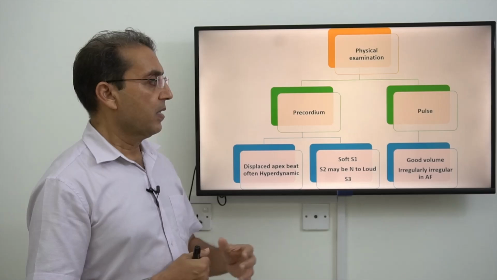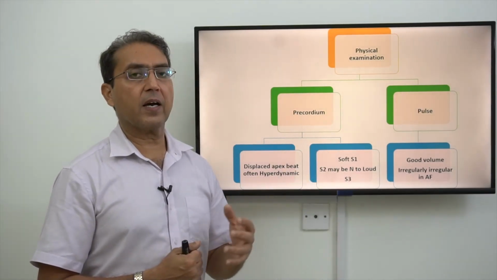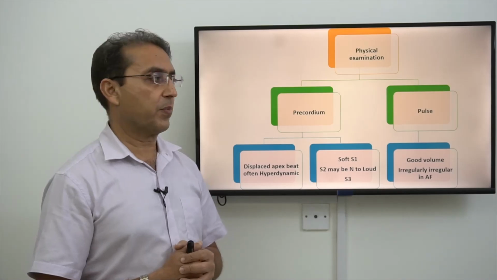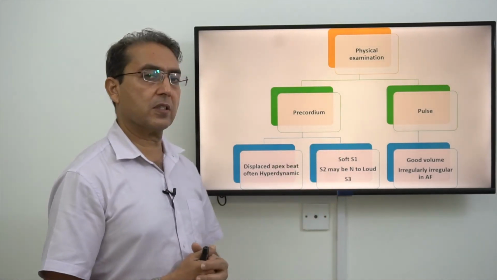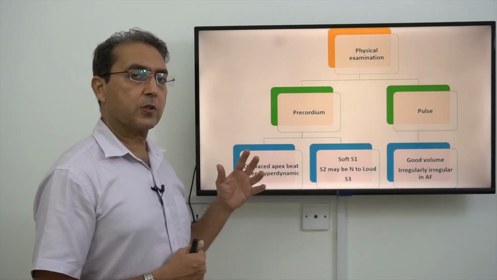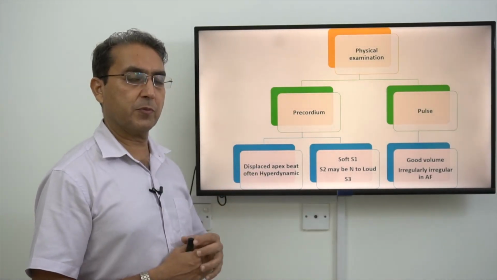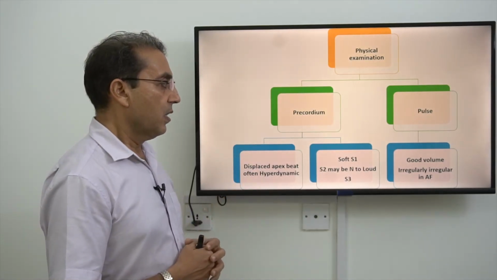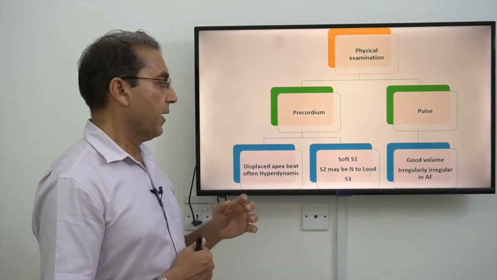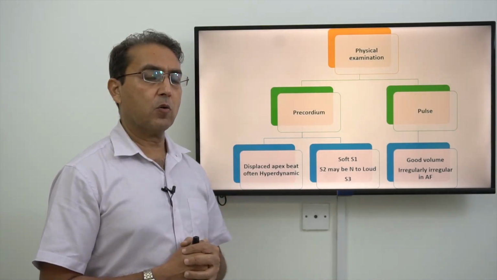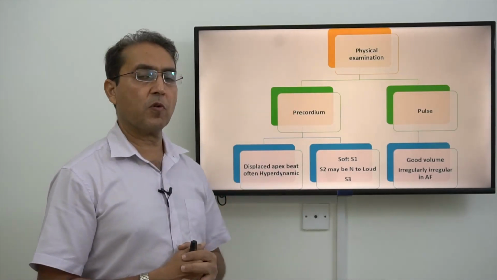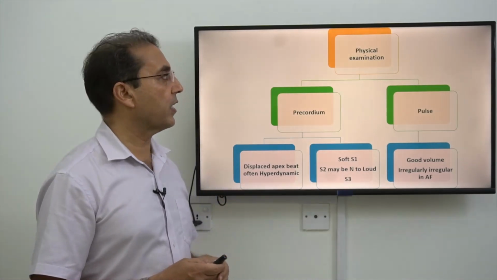On physical examination, the pulse usually is of good volume, and until the patient develops atrial fibrillation, it is usually a good volume regular pulse. But if the patient develops atrial fibrillation, this is an irregular pulse. When you examine the precordium, the apex beat is displaced and the apex is usually hyperdynamic. This may be a heaving apex beat. The first heart sound is soft. It sometimes may not be audible. The second heart sound may be normal or it may be loud. That is, the pulmonary component is loud if the patient has developed pulmonary hypertension. And if the patient has volume overload, you may hear a third heart sound as well.